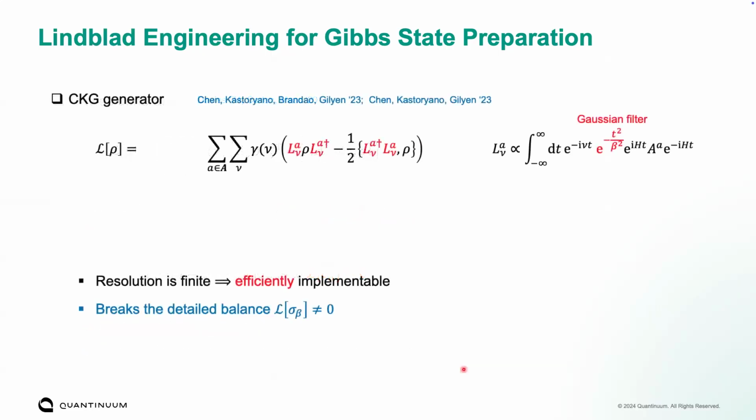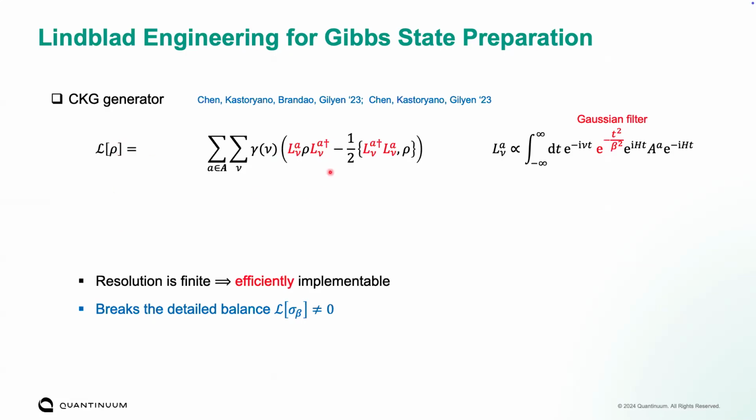Now, there have been a lot of proposals, but I will jump to the recent breakthrough in the quantum algorithm community. That is a different kind of generator, which I call the CKG generator. This was proposed first by Chen, Kastoryano, Brandao, and Gilyen, and soon after Chen, Kastoryano, and Gilyen improved this Lindbladian.